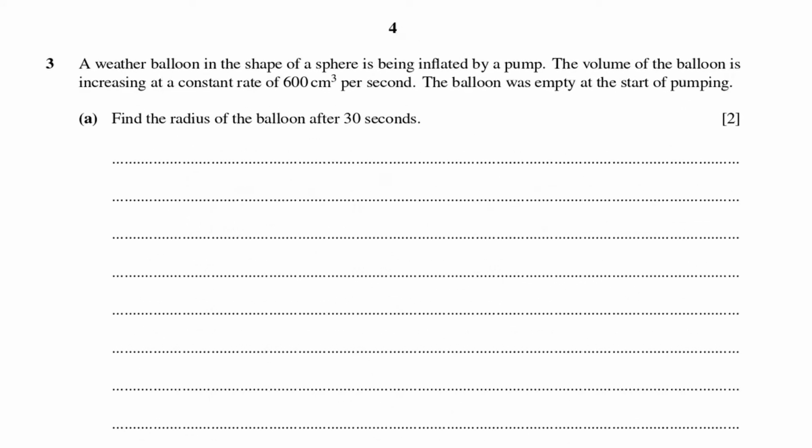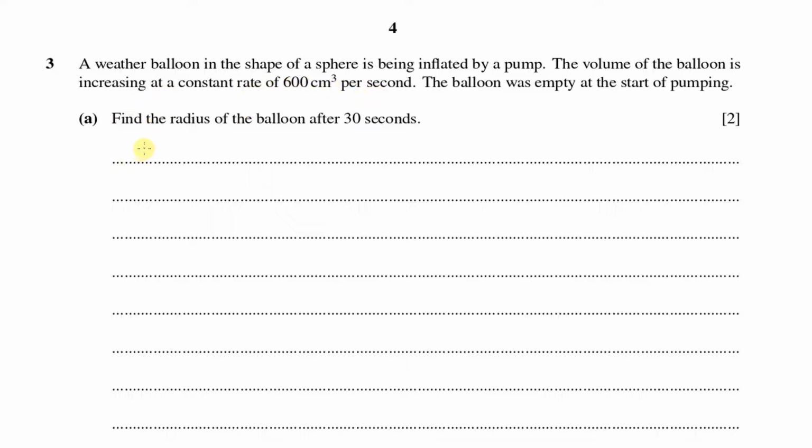A weather balloon in the shape of a sphere is being inflated by a pump. The volume of the balloon is increasing at a rate of 600 cubic centimeters per second. The balloon was empty at the start of pumping. So on A, find the radius of the balloon after 30 seconds. So here we're saying, from the information given, the volume of the balloon is increasing at a constant rate of 600 cubic centimeters per second.